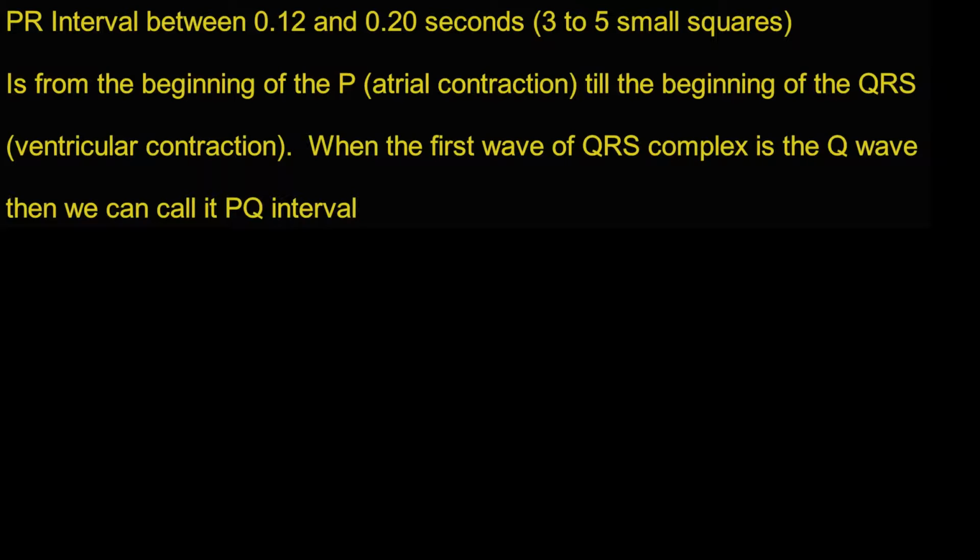From the moment the atria contract till the beginning of the ventricular contraction. When the first wave of the QRS complex is the Q wave, sometimes we call it the PQ interval, but sometimes the R wave will be the first wave of the QRS complex, so then we will call it the PR interval. In general, most of us call it the PR interval, irrespective of whether the first wave is the Q or the R wave.